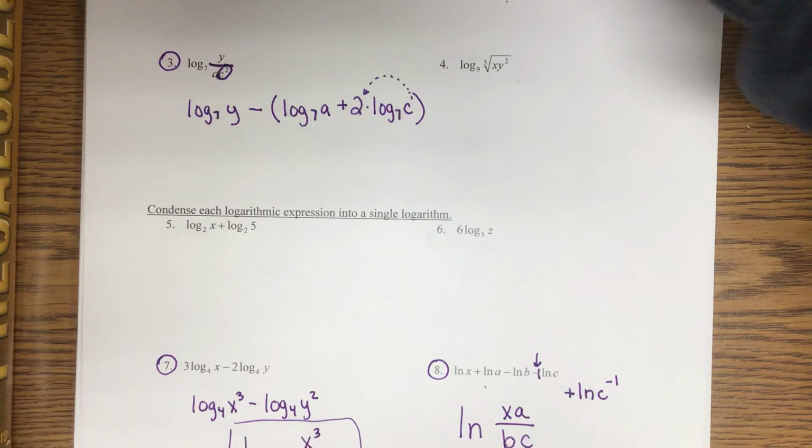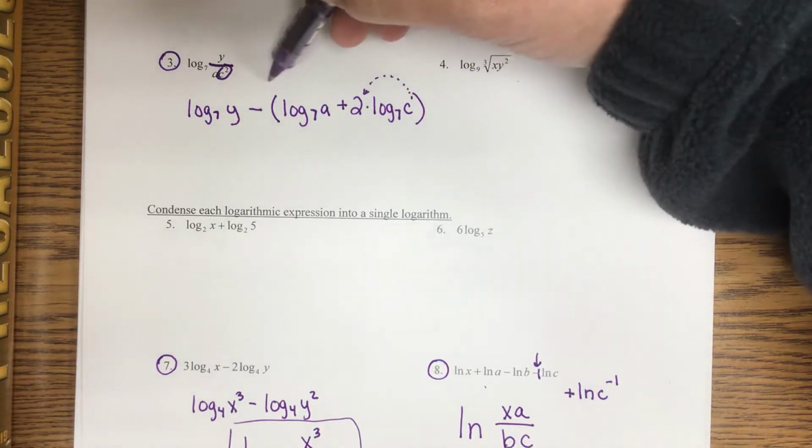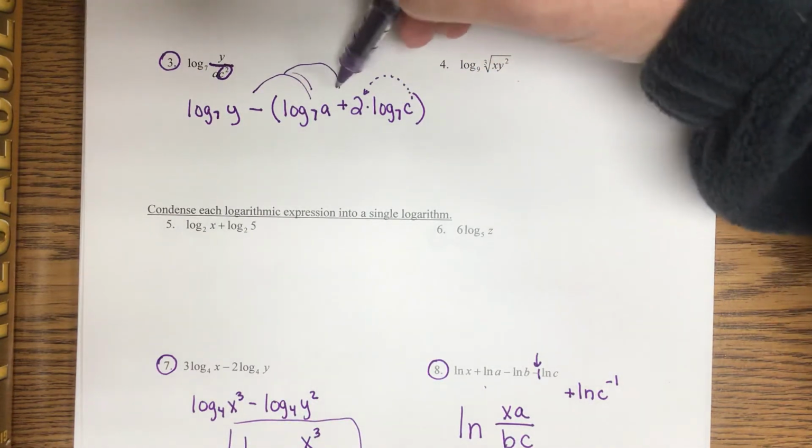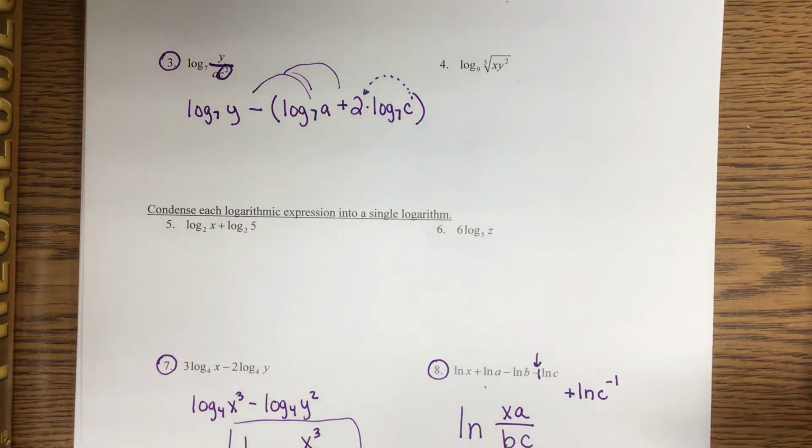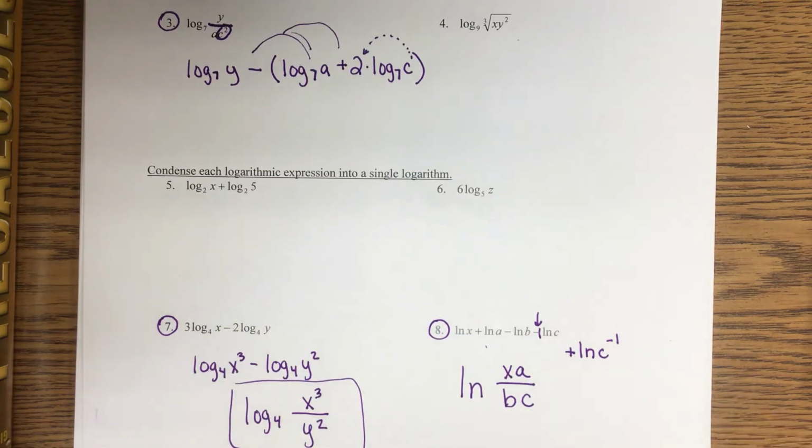Another way to think about it is this example up here. If I distribute the negative sign through, that becomes negative, and that was in the bottom. So in essence, when there's a minus sign, it automatically kicks it to the bottom.